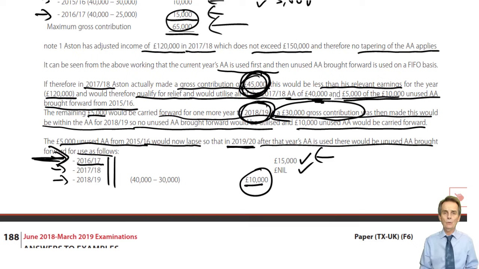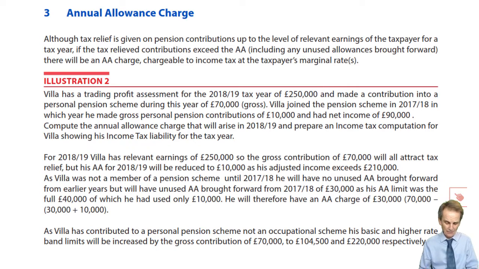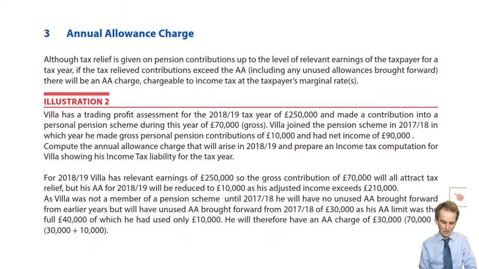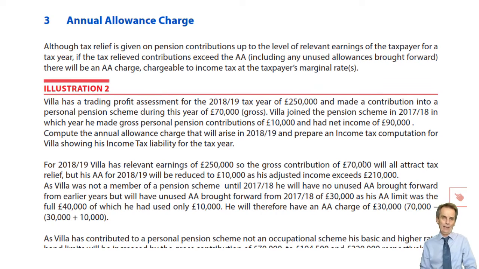Now at this point, this is the lecture for 1819, we'll revert back to the 2018-19 notes. So I'd like you to turn in your Finance Act 18 notes to Chapter 10, Section 3, the annual allowance charge. And the example that we'll do is illustration 2 in a moment's time, and that will be based on the 1819 tax year.